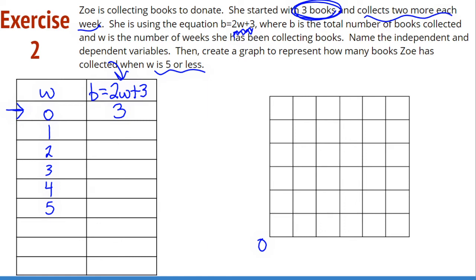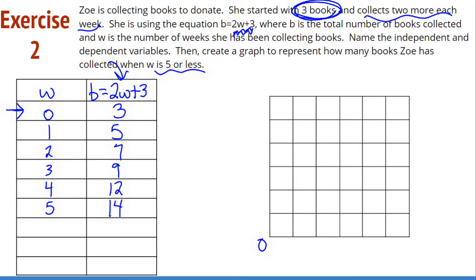And when we have 1 week, we have 5 books. And when we have 2 weeks, 2 times 2 is 4 plus 3 is 7. And we got 9. And we got 12. And we've got 14.